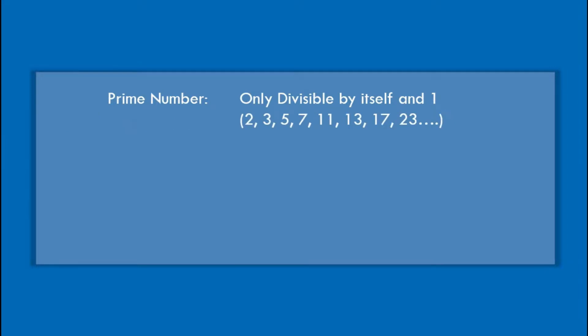To begin, first we have to know what a prime number is. A prime number is a number which is only divisible by itself and 1. Examples are 2, 3, 5, 7 and so on.